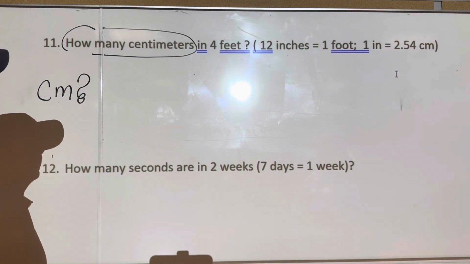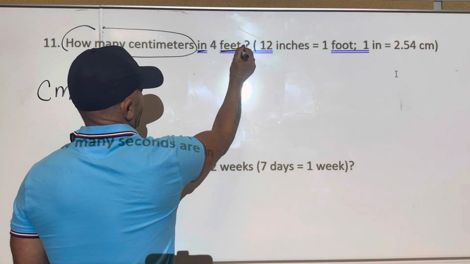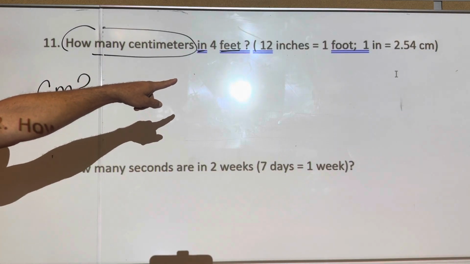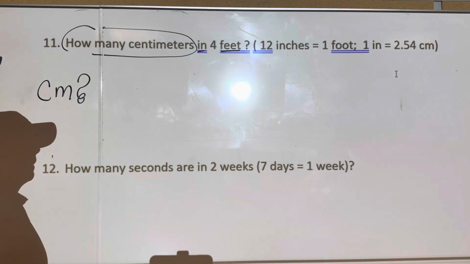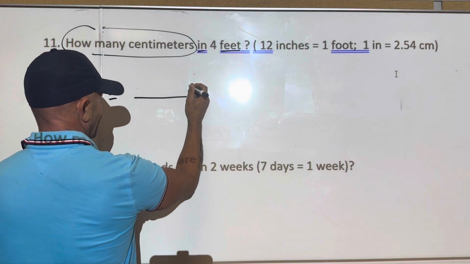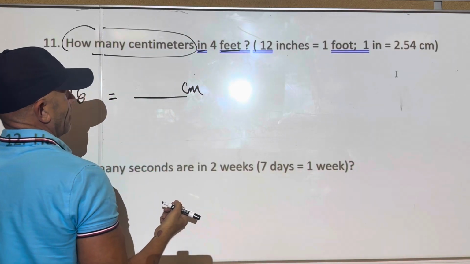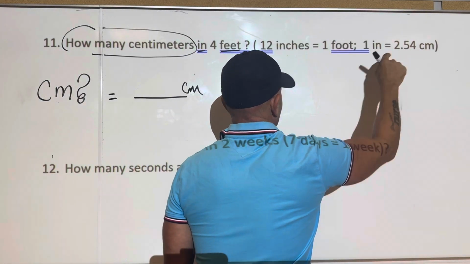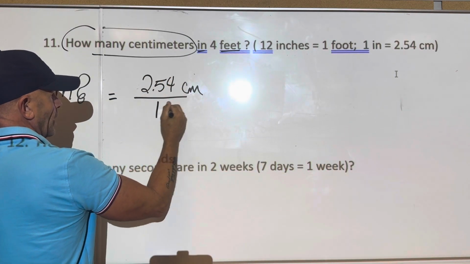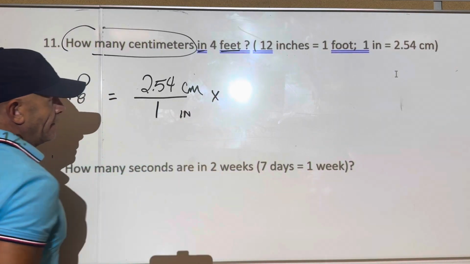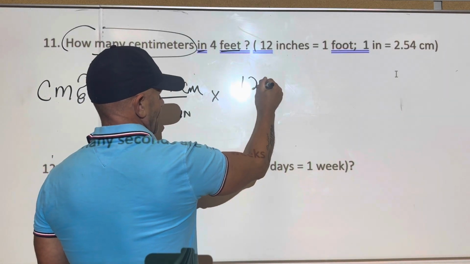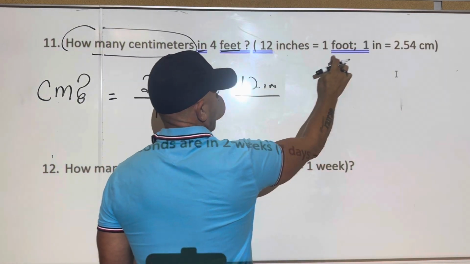Okay, centimeters are in 4 feet. That's how much we have. So they give us 12 inches equals 1 foot, 1 inch equals 2.54 centimeters. All right, well, centimeters is what they're asking for, so what goes first? Centimeters. Well, we know 1 inch equals 2.54 centimeters, so 2.54 over 1 inch. Multiply, the next fraction would be what? 12 inches over 1 foot.